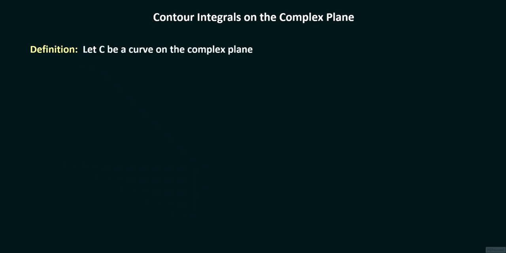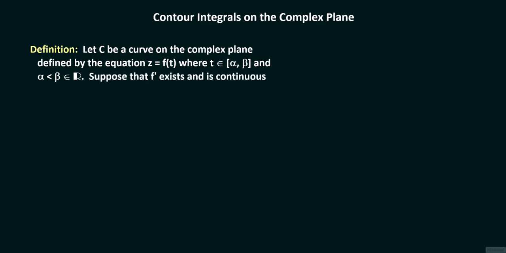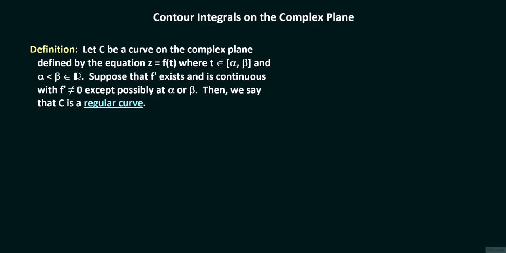Let C be a curve on a complex plane given by the parametric equation z equals f of t that is defined and continuous on the closed interval from alpha to beta, where alpha and beta are real numbers. Suppose that f prime exists and is continuous. We also assume that f prime is not equal to 0 except possibly at alpha or beta. Then we say that C is a regular curve.